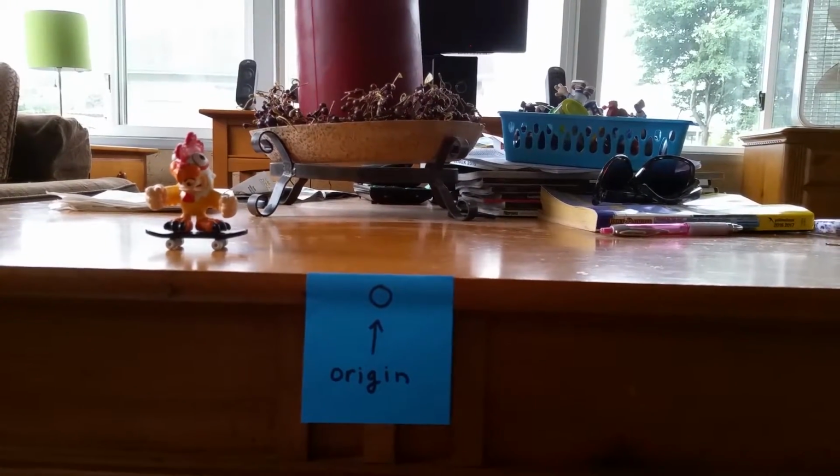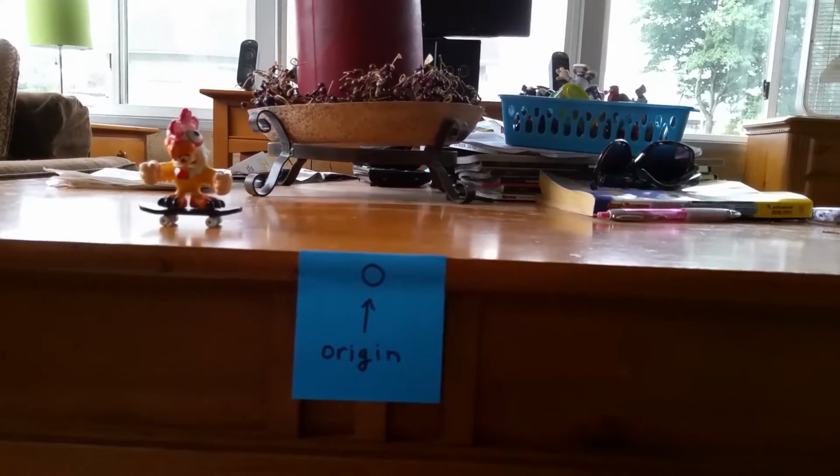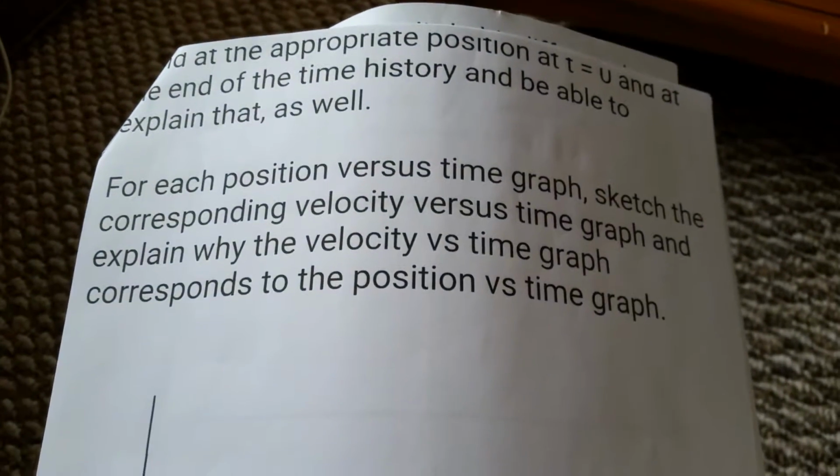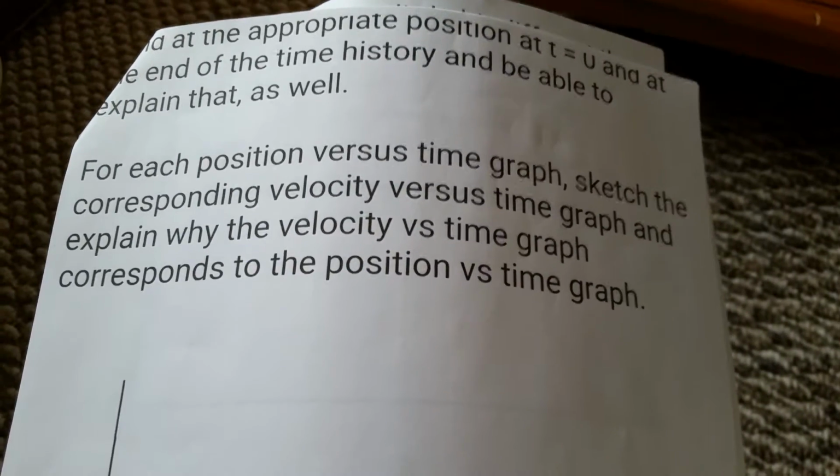So this is my conceptual objective 1A reassessment assignment, and the directions say, for each position versus time graph, sketch the corresponding velocity versus time graph and explain why the velocity versus time graph corresponds to the position versus time graph.